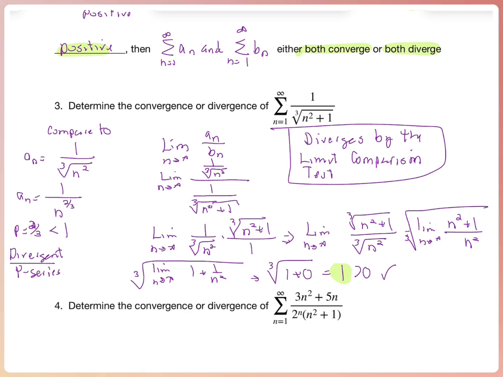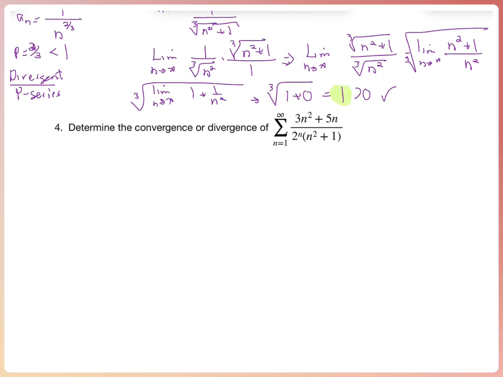Okay, let's look at our next example. We're going to determine if the summation of n equals 1 to infinity of (3n squared plus 5n) divided by (n(2 to the n) over n squared plus 1) diverges or converges. And so I need to figure out what to compare this to. I think of it sort of like the end behavior model. I look at this and figure out what the highest degree on top and highest degree on bottom are.